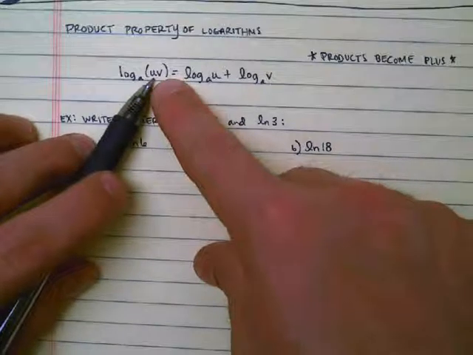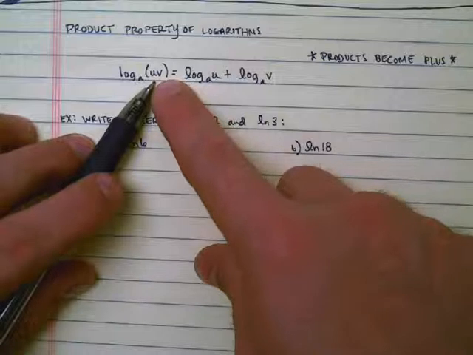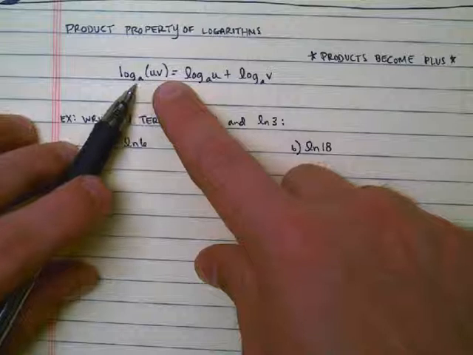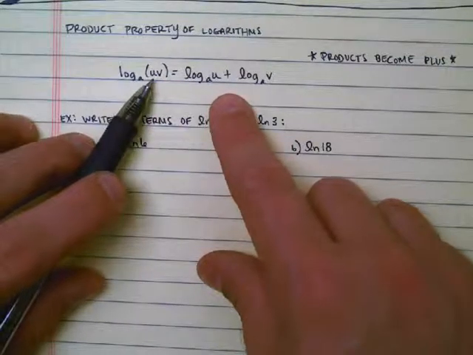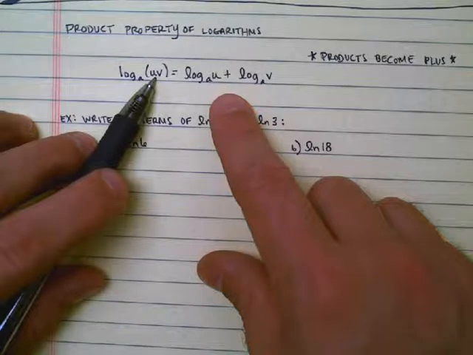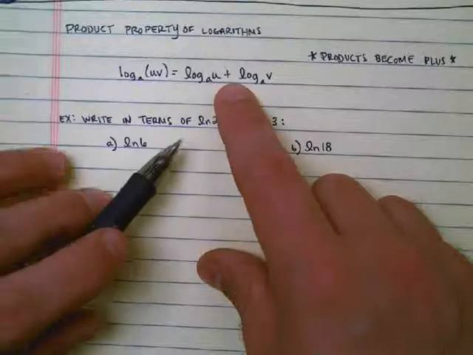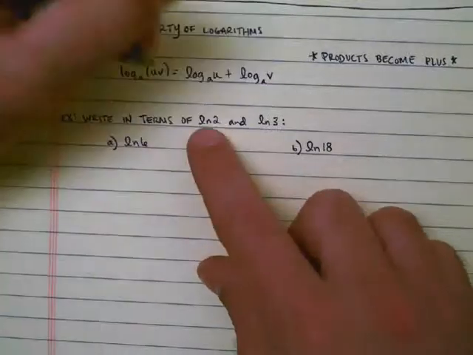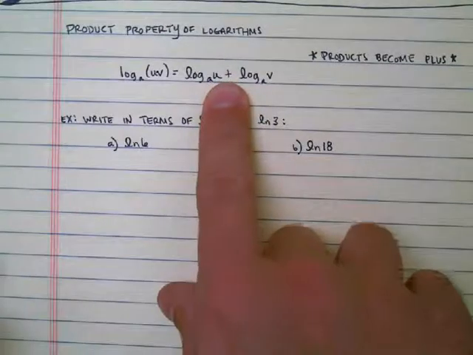together, or two values, it could be like 3x, it could be a number and a variable, it doesn't matter, I can expand this, I can break those apart into two separate logarithms. Both of them are going to have base a, so that doesn't change, but what I can say is that instead of writing it as u times v inside the logarithm, I can write two separate logarithms. The first one will be log base a of u plus log base a of v. So a product, u times v, became a plus, two individual logarithms.